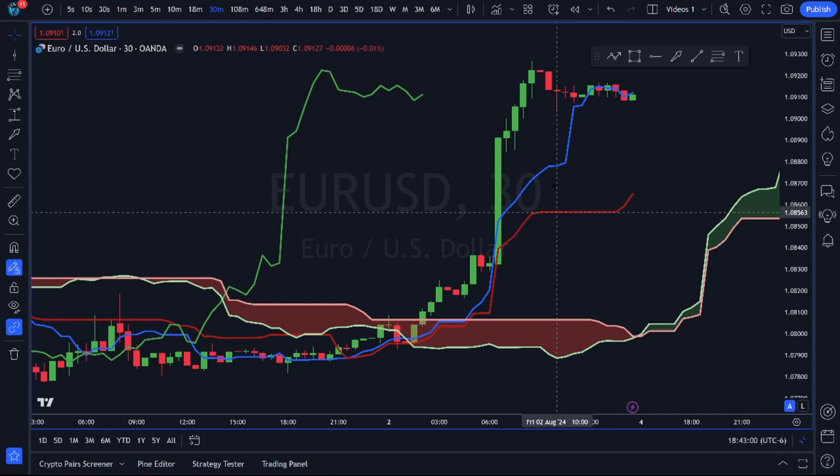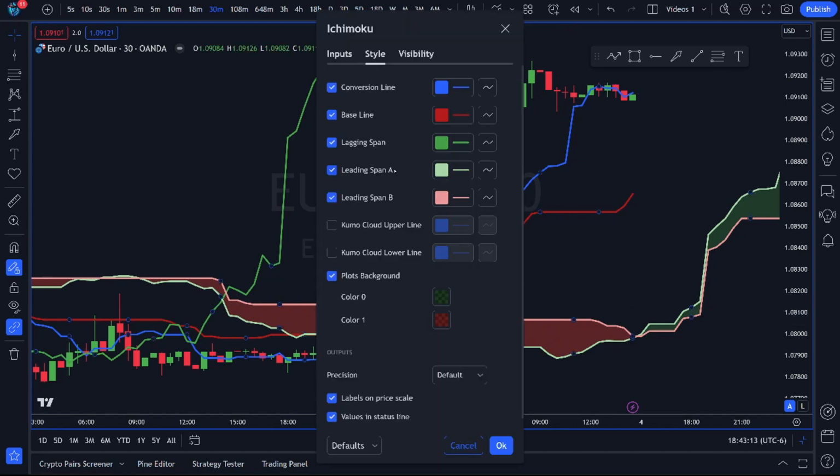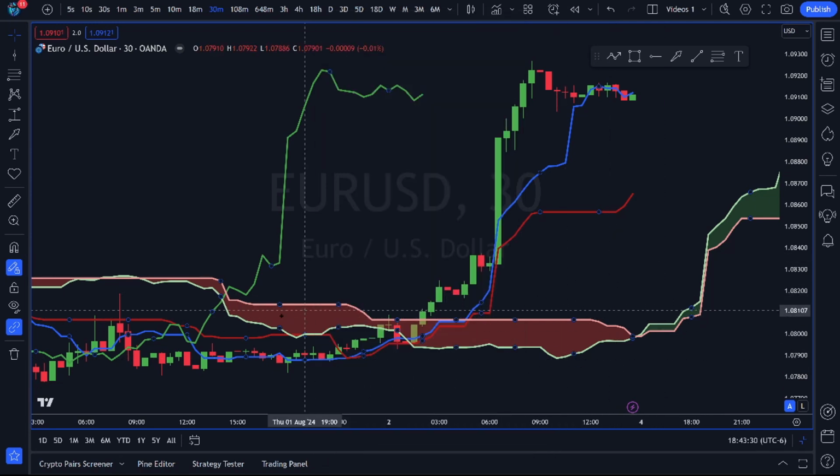So you have the red and the blue. Red is called Kijun-sen, or the baseline. The blue is called Tenkan-sen, or the conversion line. And then you have leading span A, leading span B, and the lagging span. And they have some different Japanese names as well. Now you also have where the leading spans cross, and right between them is the actual cloud.